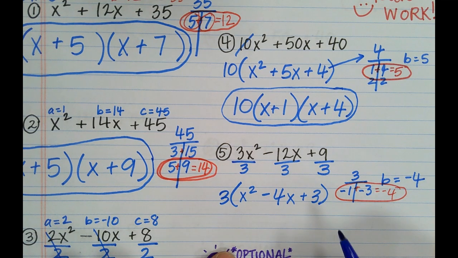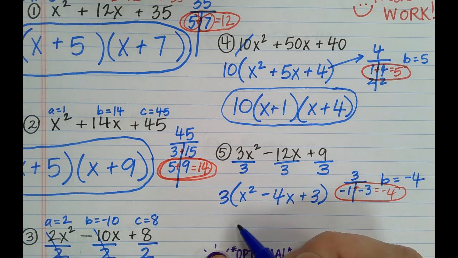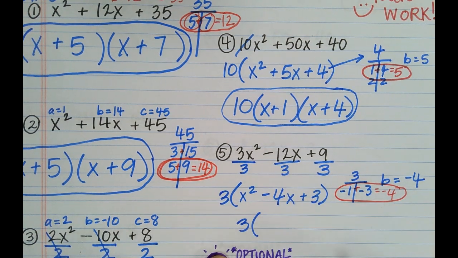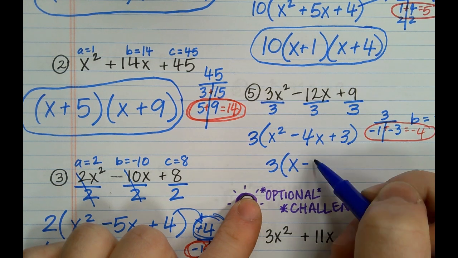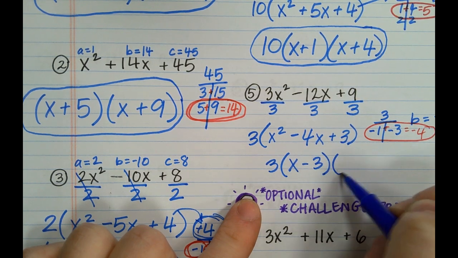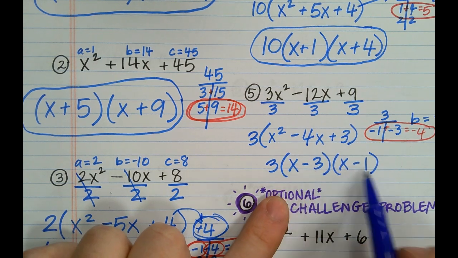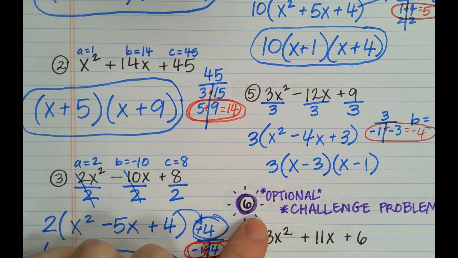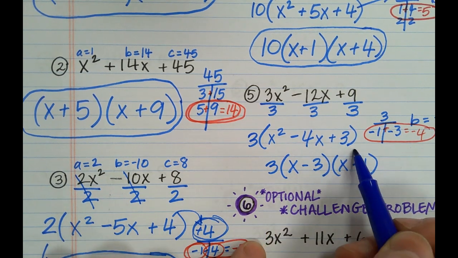What's our answer going to be? X minus 3, x minus 1. And you could put these in either order. Could be x minus 1 and x minus 3, or the way I wrote it. Both are correct.